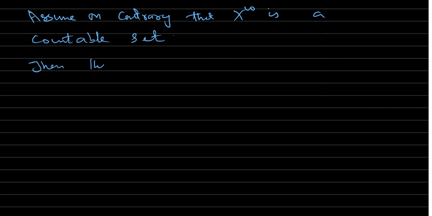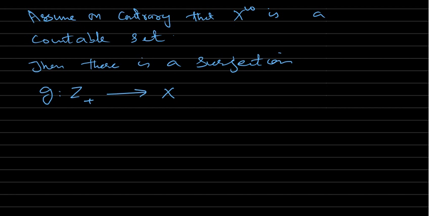Then there is a surjection g from Z plus to X omega. Okay, so let's take a suppose g of n is an element; its image will be in X omega.